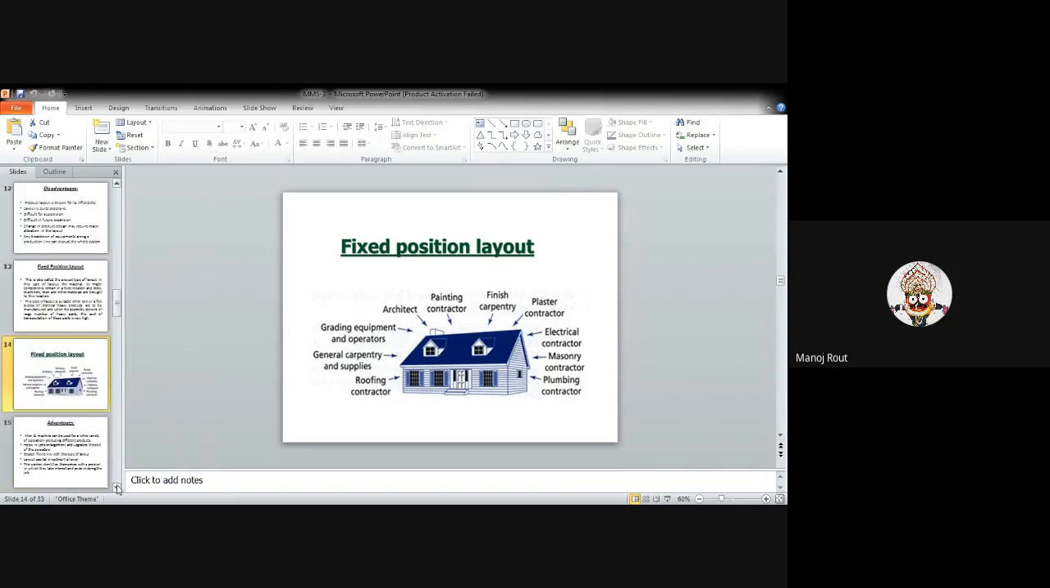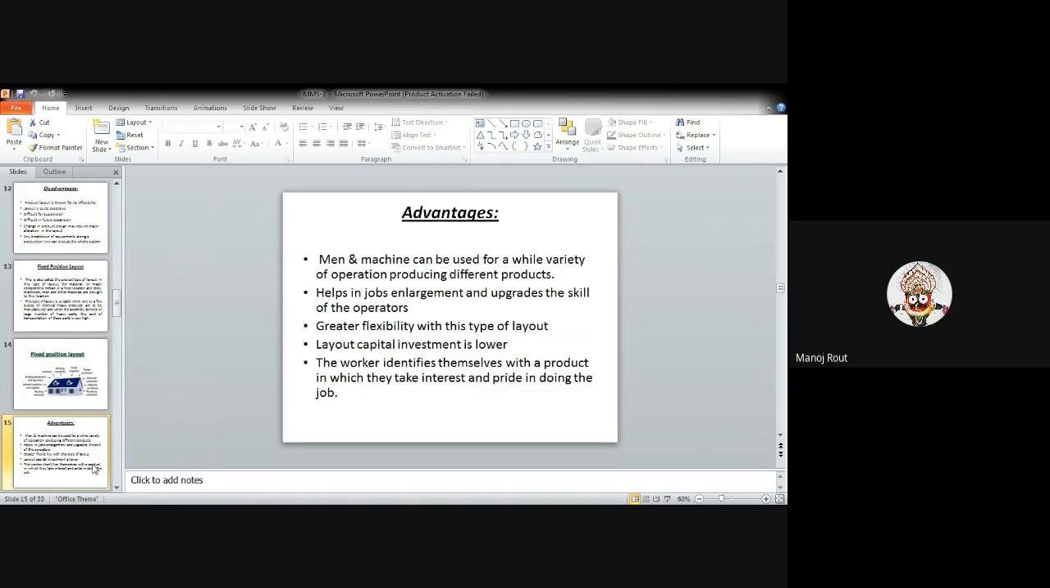If you go to the advantages of this fixed position layout, men and machines can be used for a variety of operations producing different products. It helps in job enlargement and upgrades the skill of operators. The next point is greater flexibility with this type of layout, and the capital investment is lower. The workers identify themselves with a particular product, in which they can take interest and pride in doing that particular job. So these are the basic advantages of fixed position layout.